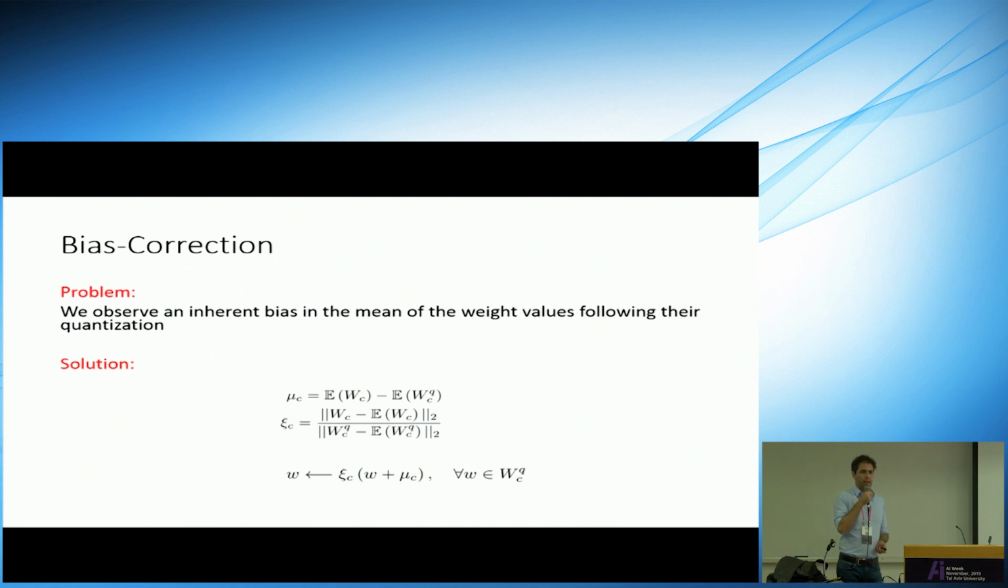Another thing which we found to be useful for this type of post-training quantization is to normalize by the mean and standard deviation of the original distribution. The main problem is that when you do quantization, you're changing the mean and variance of the distribution. So this is an operation which corrects that, and this seems to improve performance quite a lot.